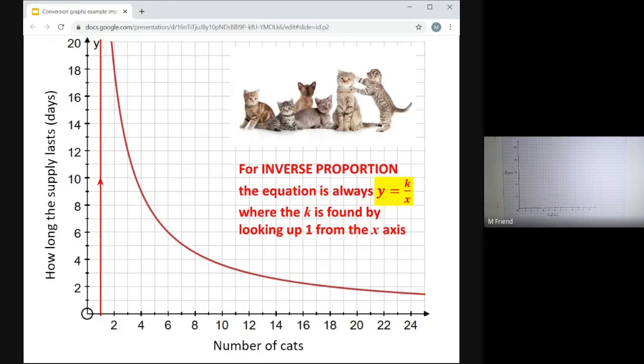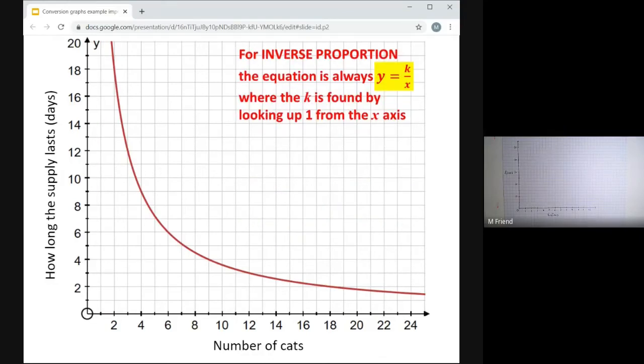So I can't easily tell when this line hits the graph, but no problems. 1 on the x-axis is 1 cat, isn't it? So I just need to work out how long would it last if I had 1 cat. That would be my value of k. So for inverse proportion, it's k divided by x. I need to look up 1, but I can't. So let's use something we knew from before. We knew that 4 cats, if you've got 4 cats, it lasts 9 days.